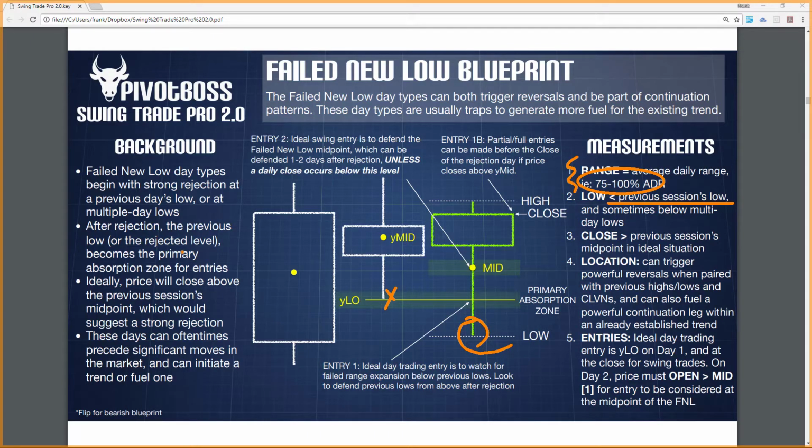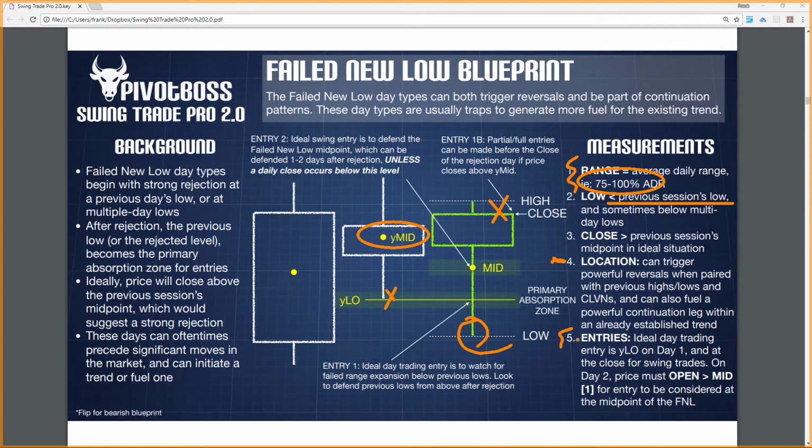It has to be that way, right? You have to be below the previous low, and there has to be a rejection of that low. The close is usually above the previous session's midpoint in the ideal situation, but that doesn't have to be the case. But in the ideal situation, closing above the previous session's mid is very bullish. Location. This one can trigger powerful reversals when paired with previous highs and lows and CLVNs, and can also fuel a powerful continuation leg within an already established trend, right?